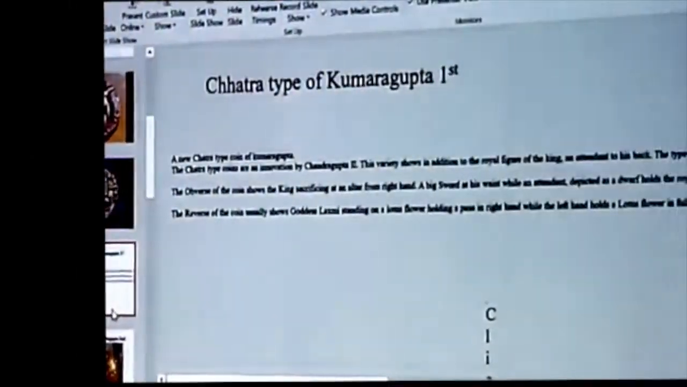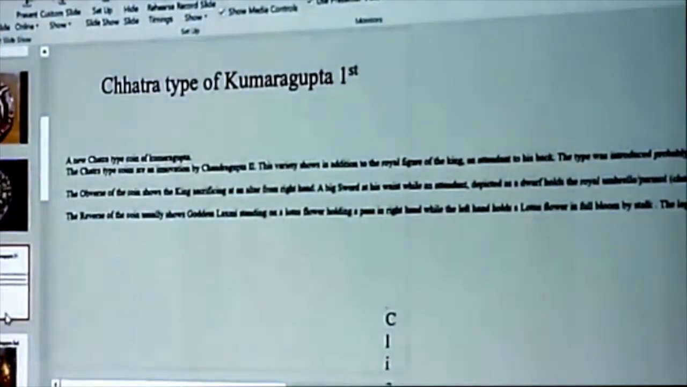The next variety was a new variety of Chatra type of Kumaragupta. I call it a new variety because there are new features noted on this coin. We all know that the Chatra type coins were a total innovation by Chandragupta II. This variety shows, in addition to the royal figure of the king, an attendant at his back, who was holding a parasol or the chatra.